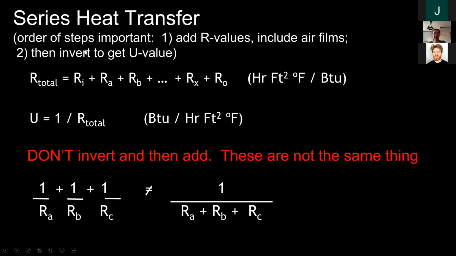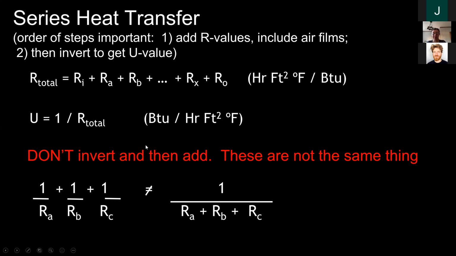This is just going over series heat transfer. When we have all these materials in series, we sum up the R values, R_I plus R_A plus R_B, all the way through the number of materials we have in series to get our total. Those units are always hours square feet degree Fahrenheit per BTU. Then the U value is the inverse of R total, so 1/R total, and the inverse of the units.